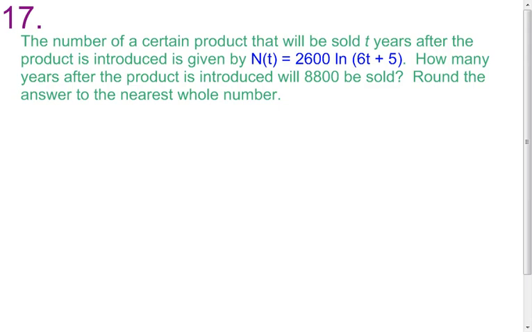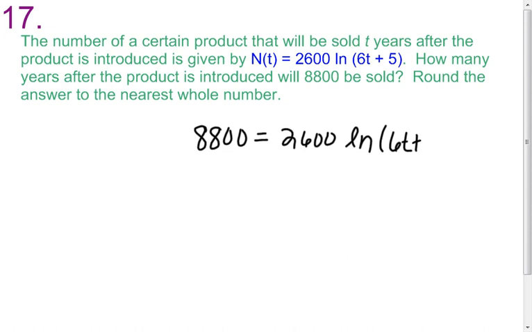And lastly, we have a word problem. It talks about the number of a certain product that will be sold t years after the product is introduced. How many years after that product is introduced will there be 8,800 that are sold? So I will take 8,800 and put it right here. Okay. I will divide by 2,600. And that's what I have right there when I divide by 2,600.